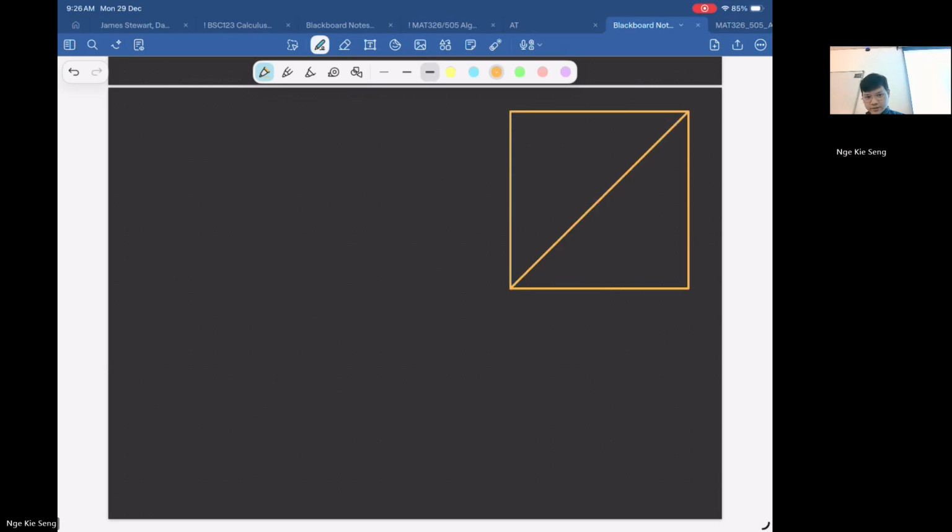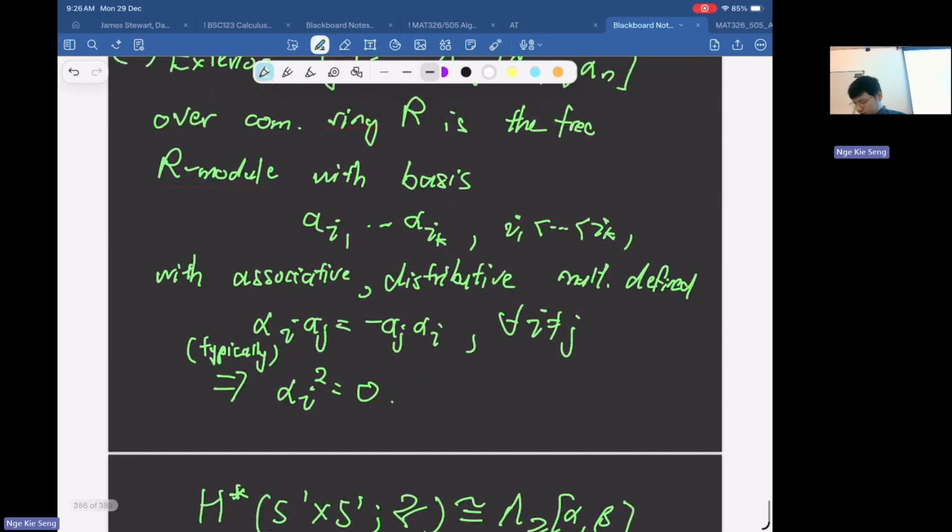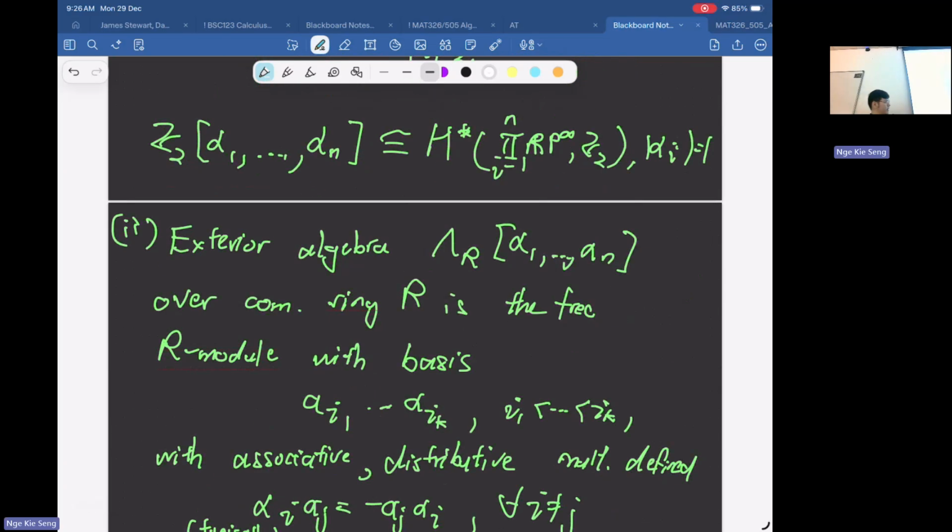Torus. Let's label it like this: V0, U1, V1, U0. What's the k? What's the n? Usually what people will say is these i1 up to ij is inside the set of 1 up to n, because you just pick a few of them.